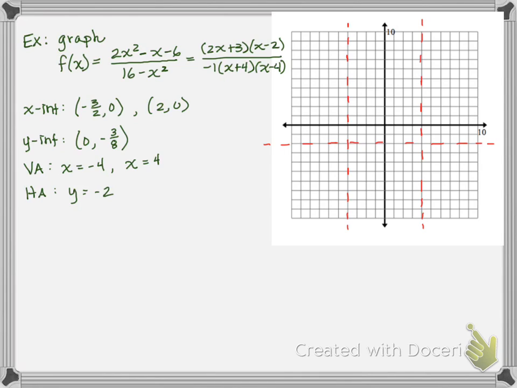And then I have a couple points here, -3/2, 2. And then like that -3/8, we're not concerned with it being perfect. It's between 0 and -1 somewhere. It's like right there. That's as exact as it has to be.